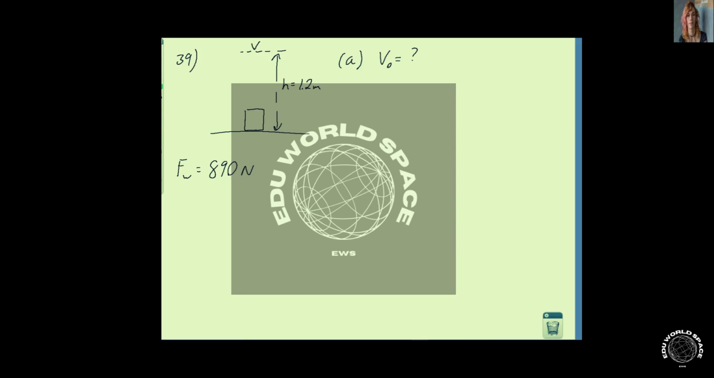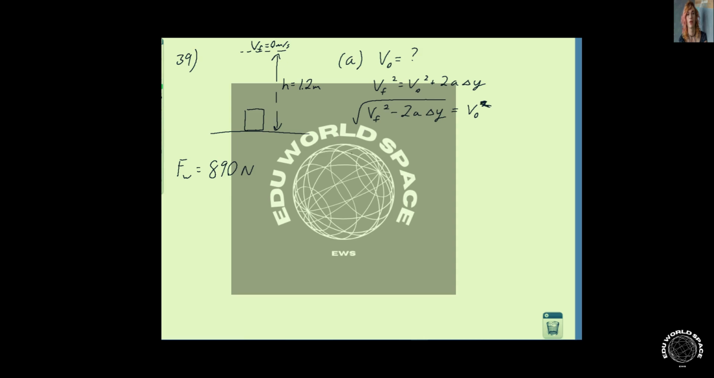So we're going to say V final up here is 0 meters per second because he momentarily comes to rest at the very top of his jump. We're going to use a kinematic equation here: V final squared equals V naught squared plus 2 times A times delta y, being the height that they reach. So we're solving for V initial: V final squared minus 2 times A times delta y is equal to V naught squared. And we're going to take the square root of that whole thing to get rid of the square on the other side.